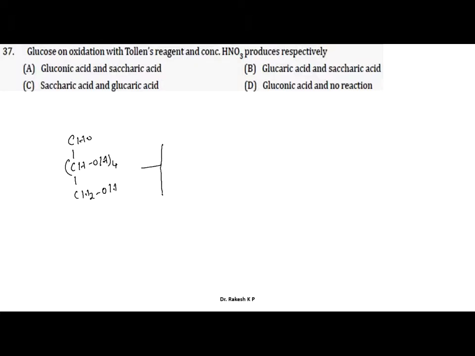The first one is Tollens reagent, which is nothing but ammoniacal silver nitrate. The next is concentrated nitric acid, one of the strongest oxidizing agents. We know that Tollens reagent acts as a mild oxidizing agent, but the aldehyde acts as a reducing agent, because it reduces the Tollens reagent.